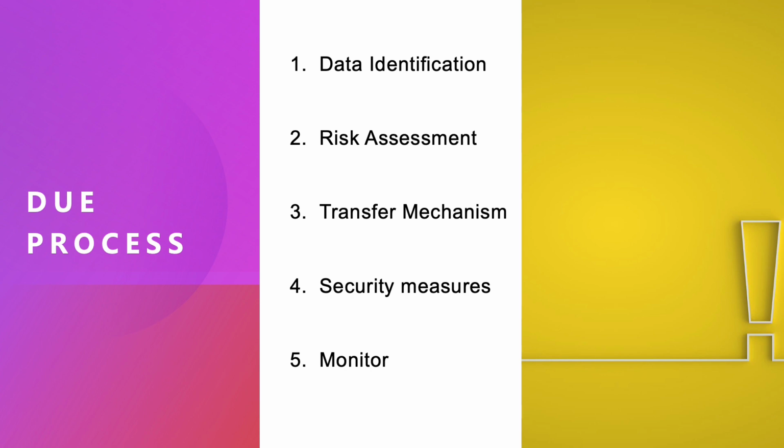Step 3. Select a compliant transfer mechanism. There are 3 main transfer mechanisms available. Step 4. Implement appropriate safeguards. Once a transfer mechanism has been selected, companies must implement appropriate safeguards to protect the data during transfer and storage. This may include using encryption, anonymization, and other security measures. Step 5. Monitor the transfer and storage of the data.